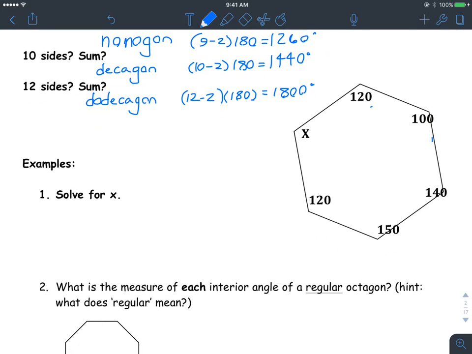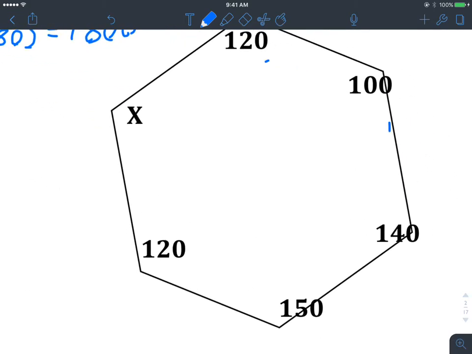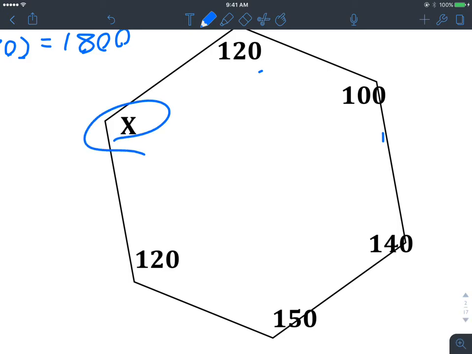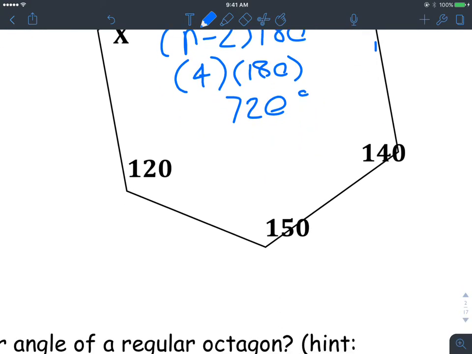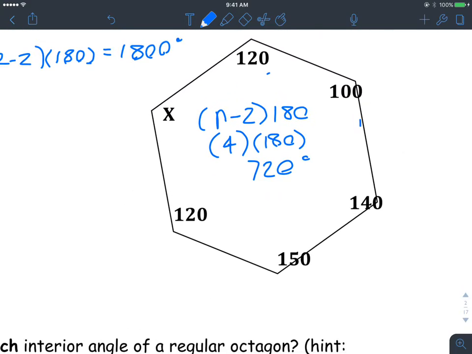We can use what we know about all the interior angles and maybe solve an algebra equation. Notice here you don't have this last angle x. So we can use n minus 2 times 180 to find the sum of all the angles and then subtract from that. It looks like you have 6 sides or 6 angles. So that'd be 6 minus 2 times 180, and I think that'll get us 720 degrees. So all of that stuff needs to add to 720 degrees.